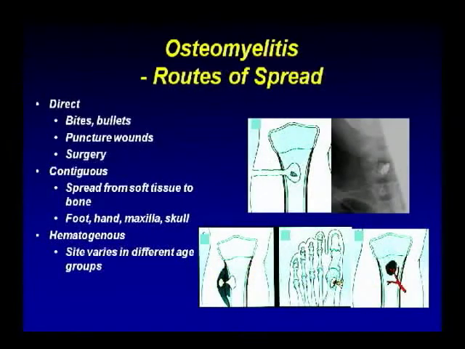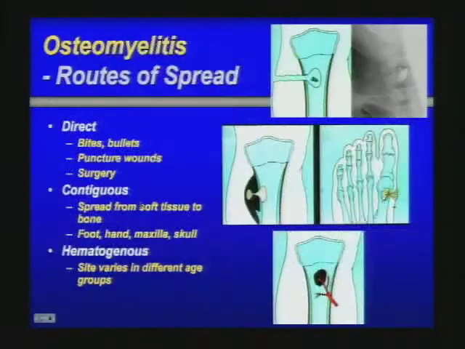Okay, let's talk about routes of spread. Osteomyelitis, you may get it directly through bites or bullets, as shown here. Puncture wounds may cause it, surgery can do it. And then you have contiguous infections from lesions which are in the neighborhood, and they are spreading from soft tissue to the bone, which you see here, where there is a subperiosteal abscess which is spreading into the bone, or bursitis in a patient with hallux valgus that's spreading into the first metatarsal.